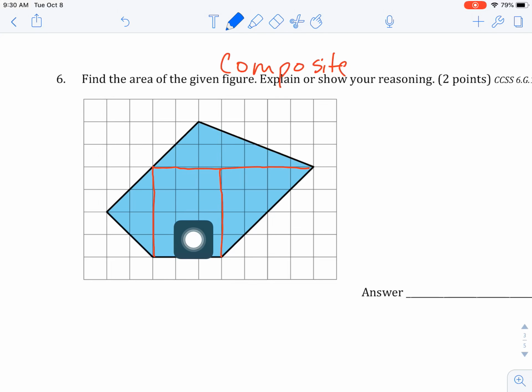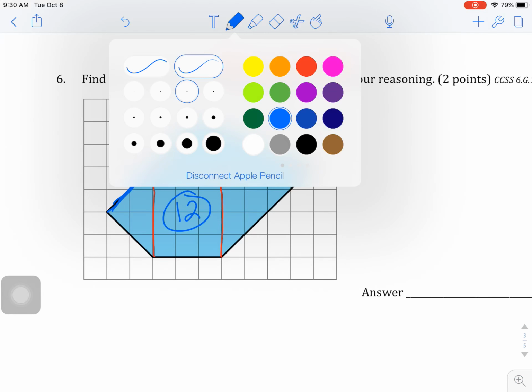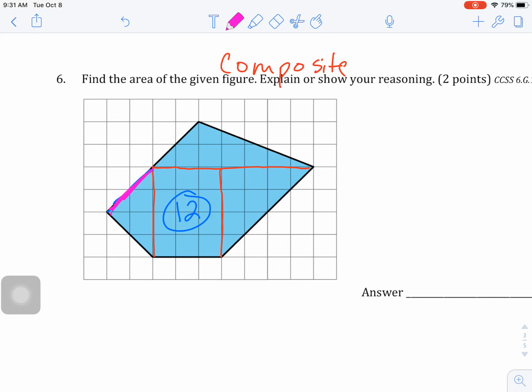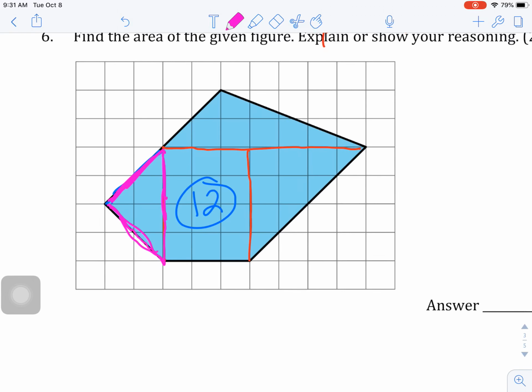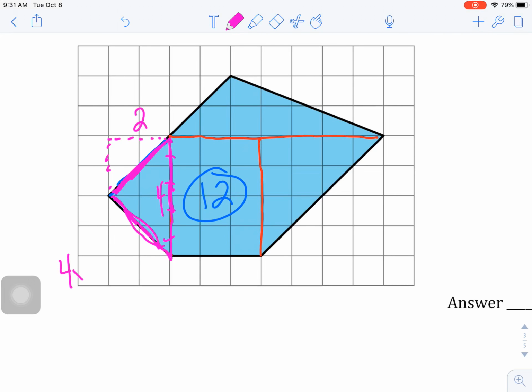Okay, so the rectangle here in the middle, that'd be the easiest. You could count those squares. There's 12. Okay, so I'm going to go to this triangle on the side, which I'm going to just make kind of pink here. Okay, so you could either decompose, rearrange these pieces, but I'm just going to stick to that triangle formula. And I'm going to count the base, which is 1, 2, 3, 4. And then I'm going to count the height, which is 2. Okay, so that triangle would be 4 times 2 divided by 2 equals 4.